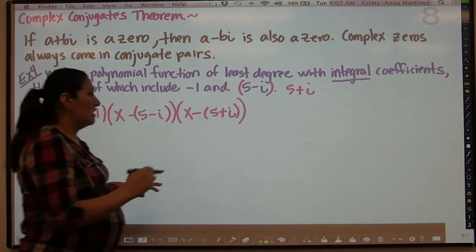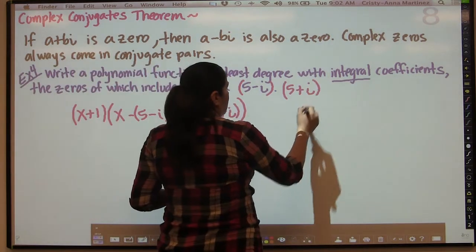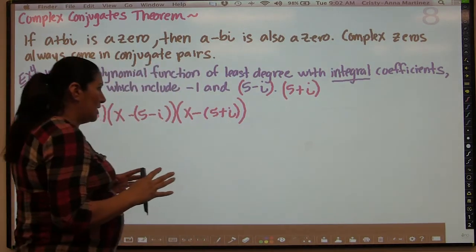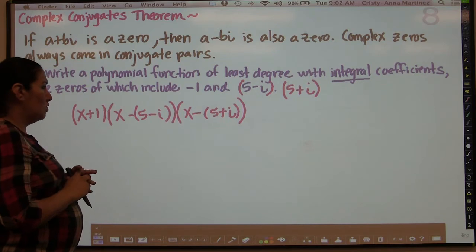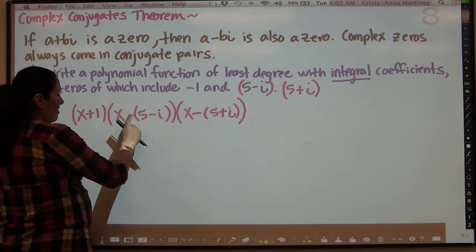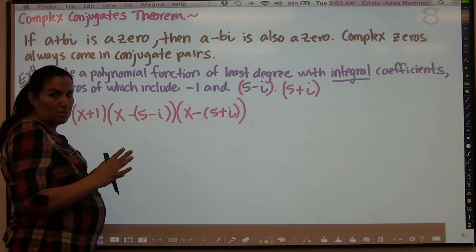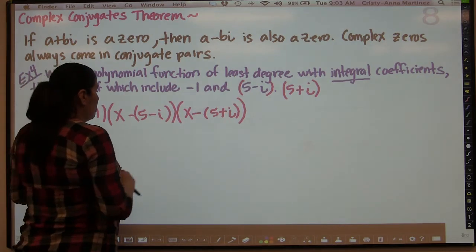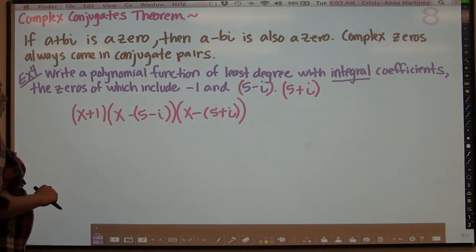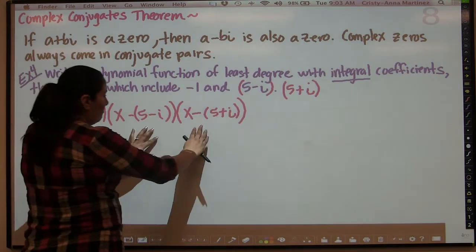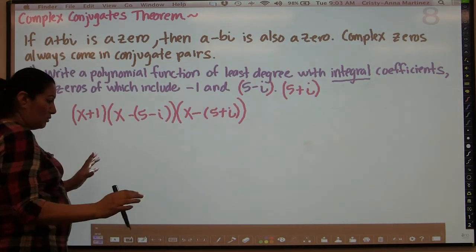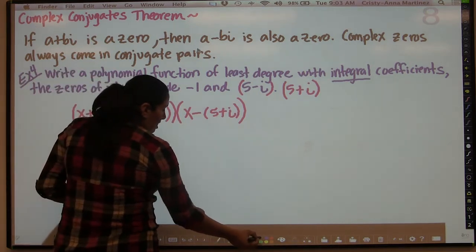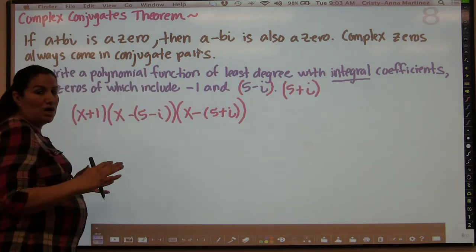Okay, so always want to keep the complex zero together. Don't try to distribute the -5 plus i. It's just going to make things more complicated later. So it's always going to be that way. Now we want to multiply these out first because we don't want there to be any i's. They want integer coefficients and i's don't count. So this is not really complicated, but you do have to keep track of what you're doing.